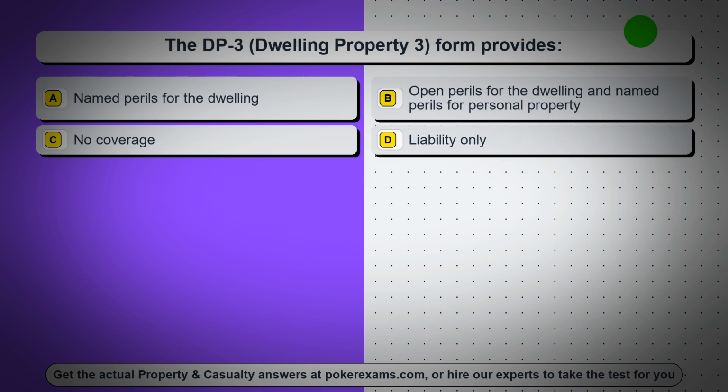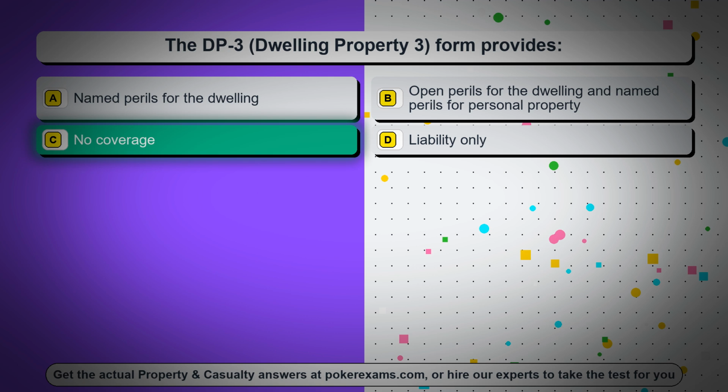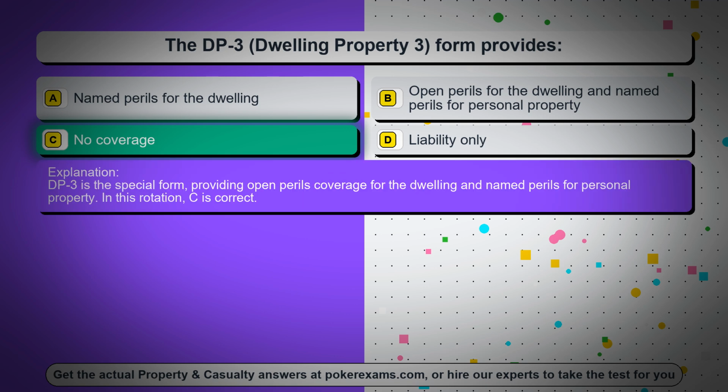Question 36. The DP3, dwelling property 3, form provides, option A, named perils for the dwelling, option B, open perils for the dwelling and named perils for personal property, option C, no coverage, option D, liability only. The correct answer is option C, no coverage. DP3 is the special form, providing open perils coverage for the dwelling and named perils for personal property. In this rotation, C is correct.